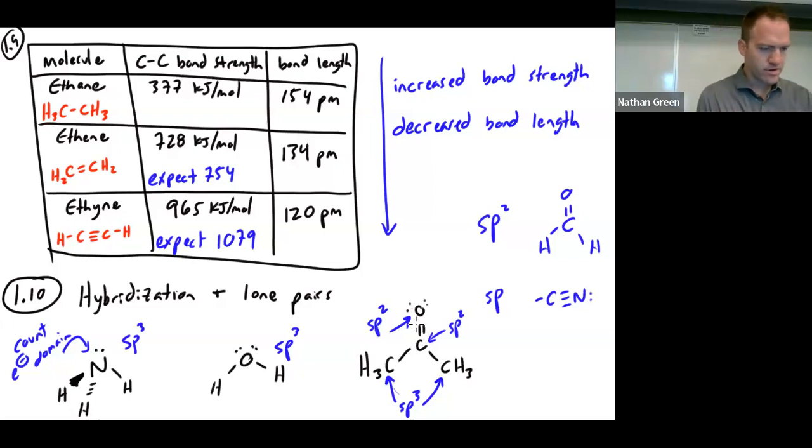Let's try one more. Can I clear this screen? What I recommend is when something's drawn like this, I would annotate it and say, I'm going to draw every one of those hydrogens in. How many electron domains are on that carbon? 4. sp3 hybridized. It's just harder to see when it's written like this.